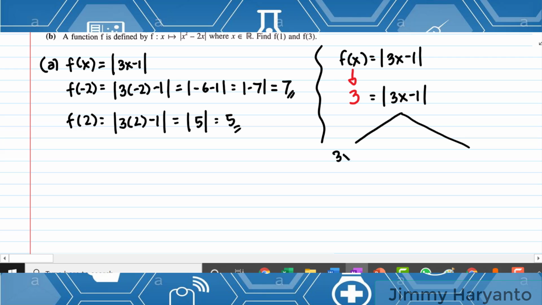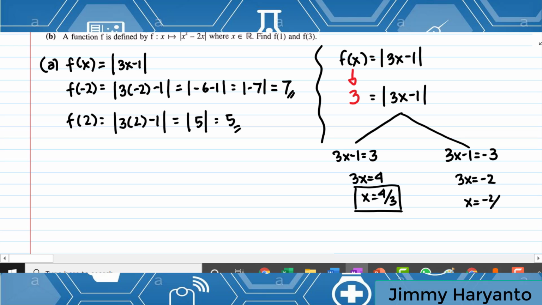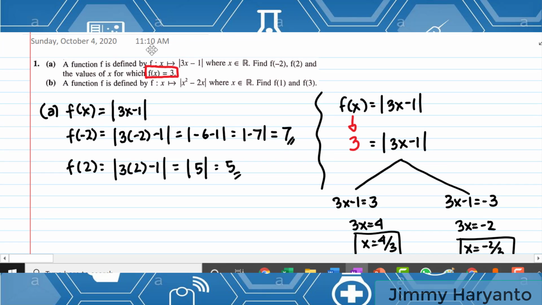The first is 3x minus 1 equals 3, and the second one is 3x minus 1 equals negative 3. So the first one will be 3x equals 4, x equals 4 over 3. This is the solution. And the second one will be 3x equals negative 2, x equals negative 2 over 3. This is also the solution. Yeah, so we have the two solutions of x, that is for number 1a.